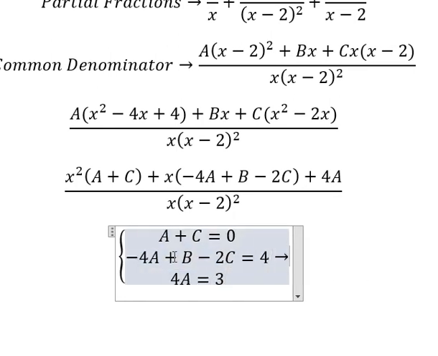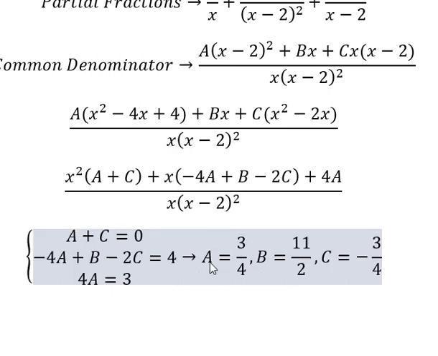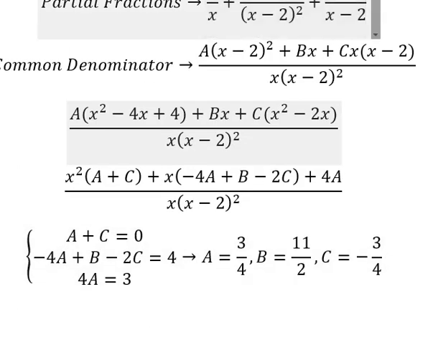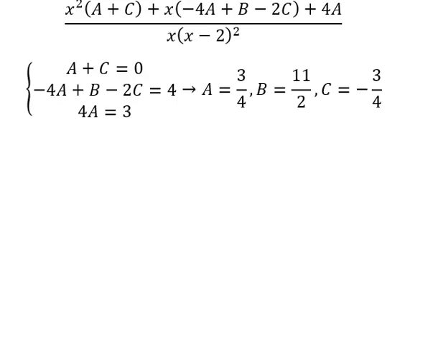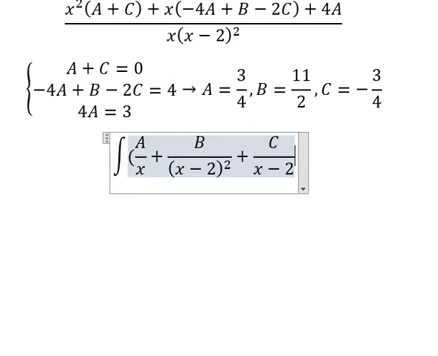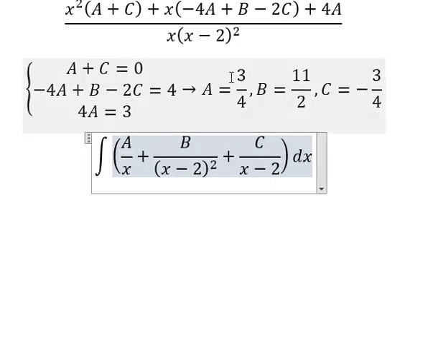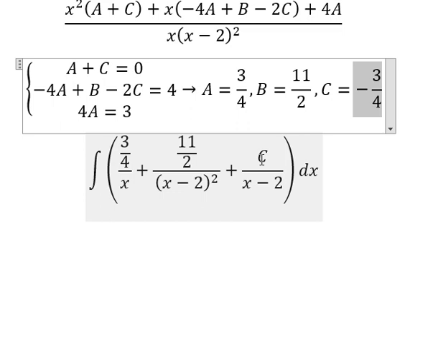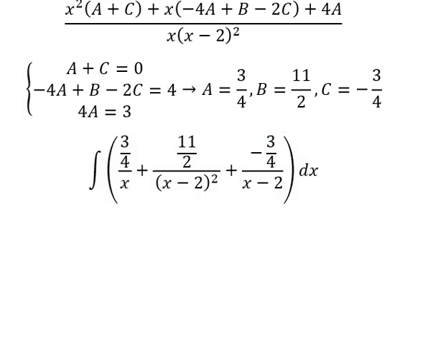Now we need to find the solutions of A, B, C. So we put A, B, C in here. And now we have the final answer.